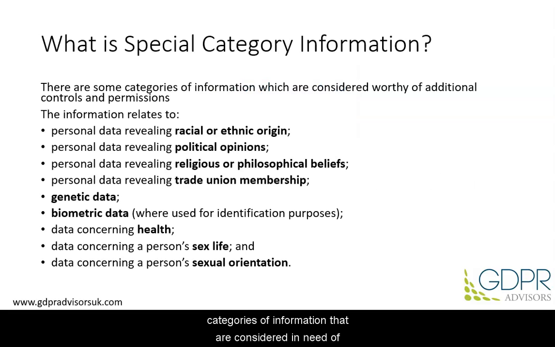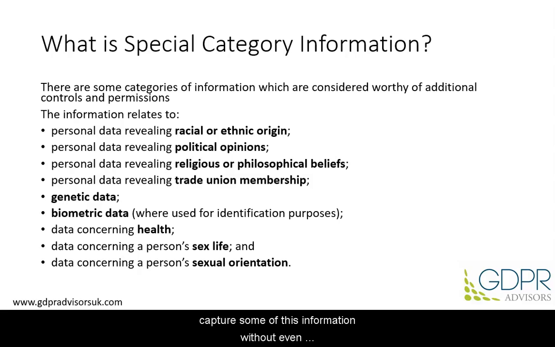There are some categories of information that are considered in need of additional controls and permissions because they're quite sensitive. And this is information that relates to their racial and ethnic origin, political opinions, religious or philosophical beliefs, trade union membership, genetic data, biometric data where it's used for identification purposes, so fingerprints, eye scanners, that type of thing, data concerning somebody's health, data concerning a person's sex life, and data concerning a sexual orientation.